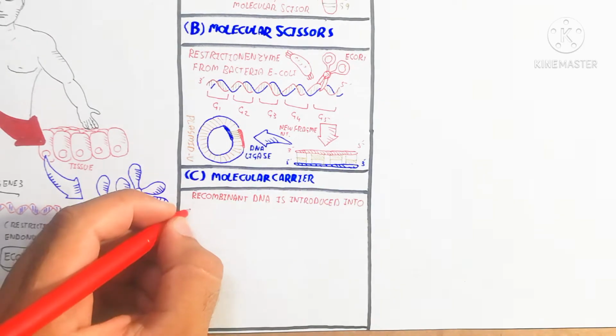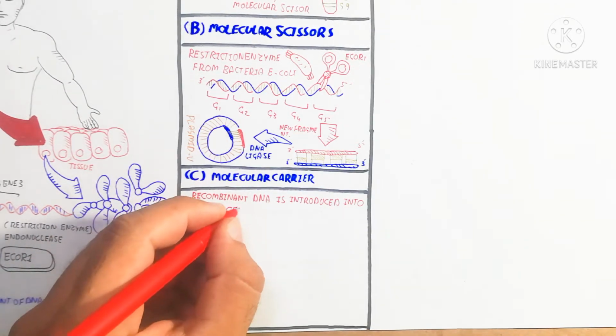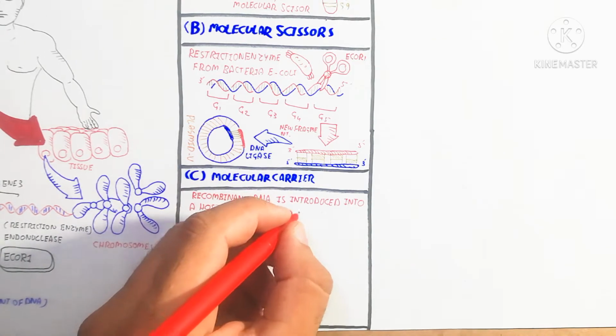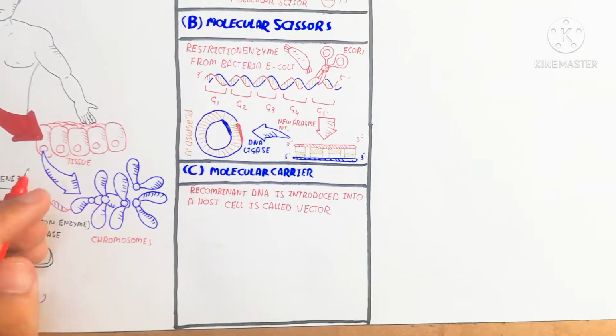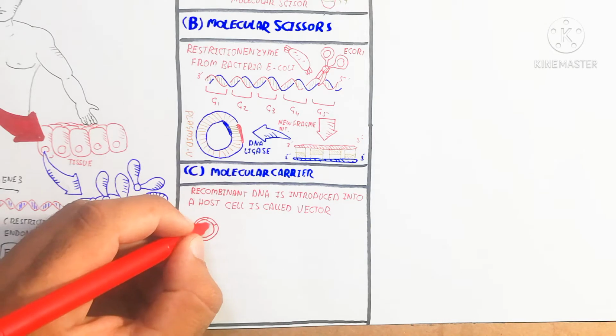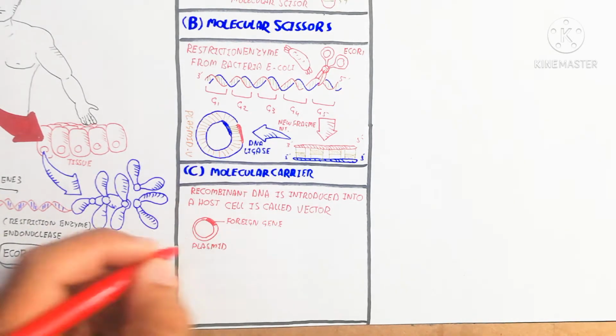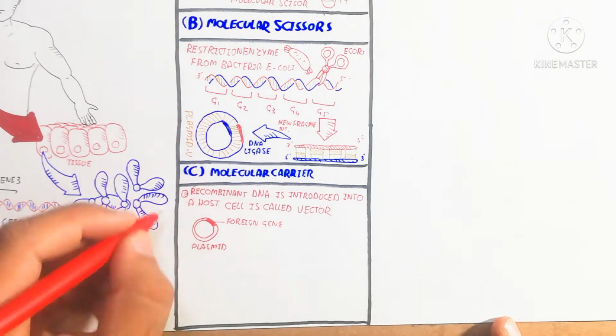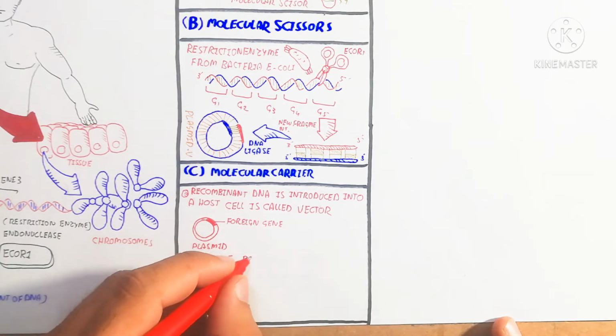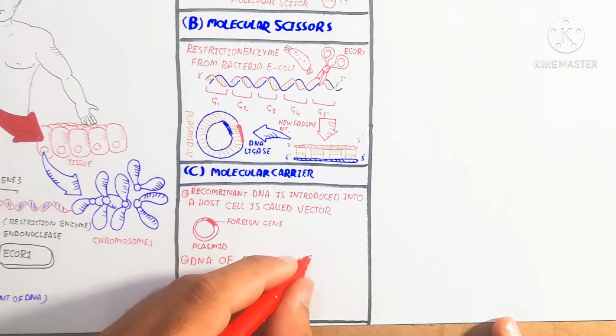The molecular carrier means the plasmid. Basically, recombinant DNA that is introduced into a host cell is called a vector. This molecular carrier is a plasmid which contains a foreign gene, for example the insulin-producing gene. The DNA of bacterial virus can also be used.